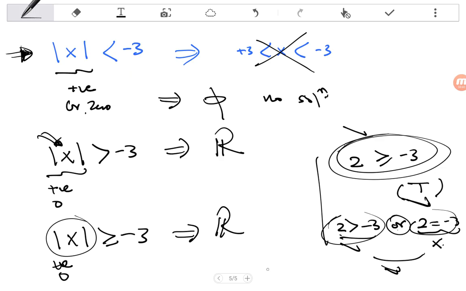Okay, if I told you 2 greater than negative 3 and 2 is equal to negative 3, in this case I'm asking, are both of them true at the same time? No. In this case that statement will be false. If I put here the statement and instead of or. Okay, so the equal sign in this case doesn't change the solution.